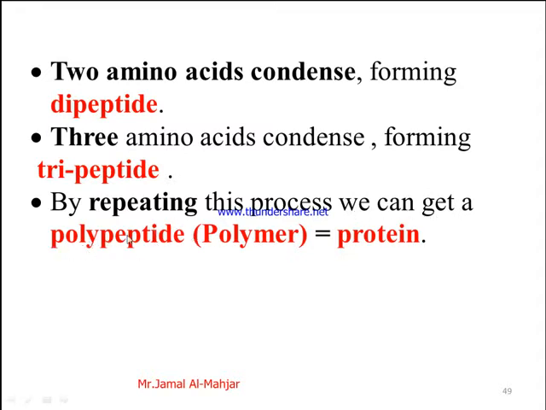Poly means many peptide bonds, what we call a polymer, and this polymer, what is it? It is protein. So protein is a polymer of polypeptide. Yes, that's true.